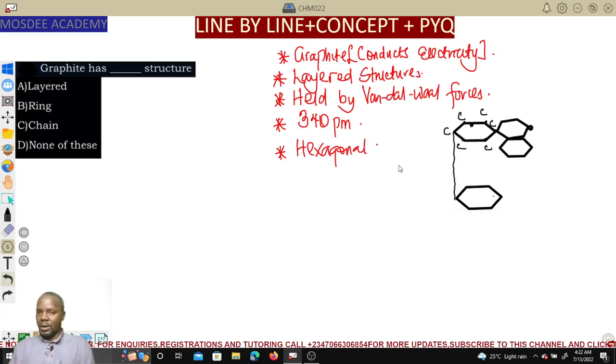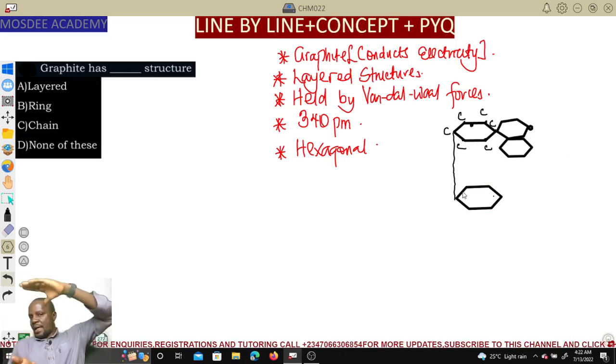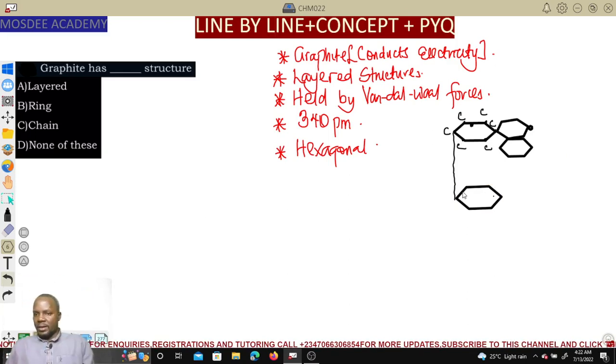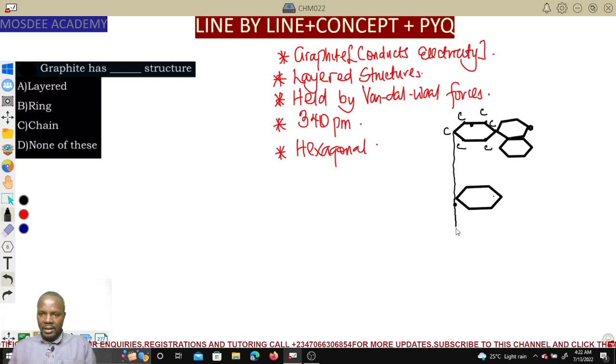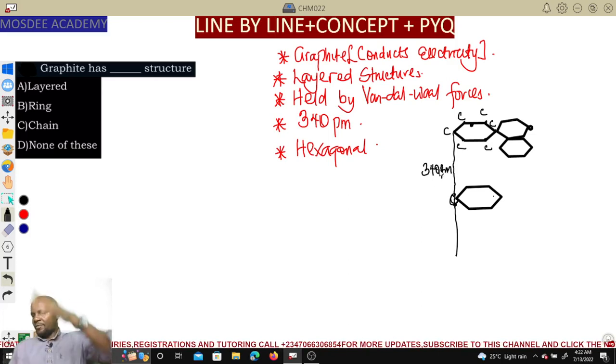So the length we are talking about, that is 340 picometer, is between the first one, the way they are arranged on top of each other. The next one will also gap itself like that, and you also arrange like that. So the gap between the carbon and carbon here is what we call 340 picometer. That is the vertical gap.